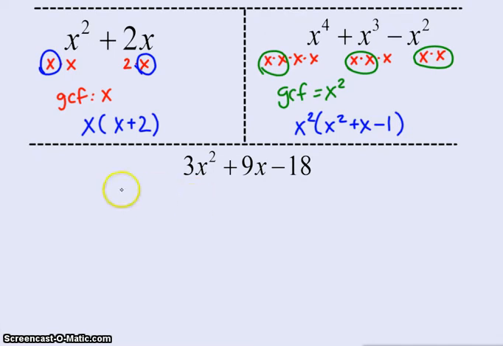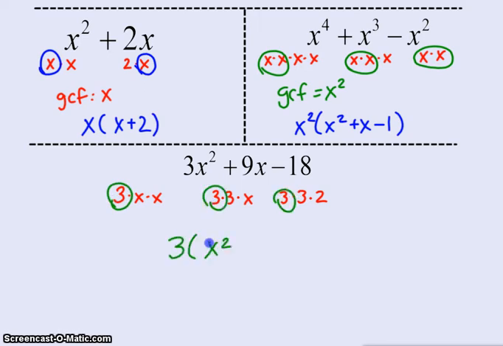Alright, now let's break down this one. Alright, so they all share a 3. So 3 in parentheses x squared plus 3x minus 6. Oh, and I'm sorry, the GCF was 3.